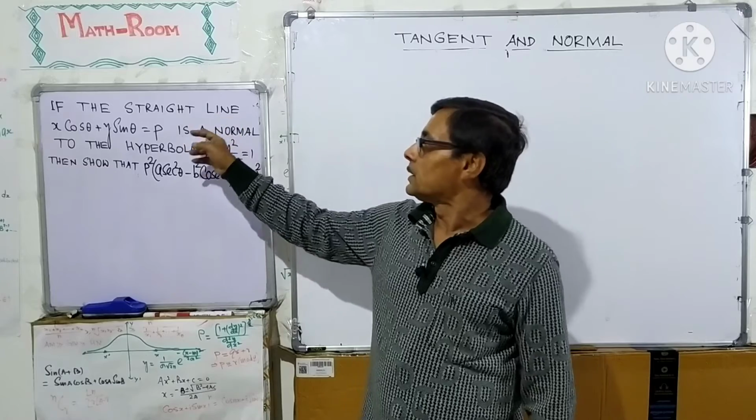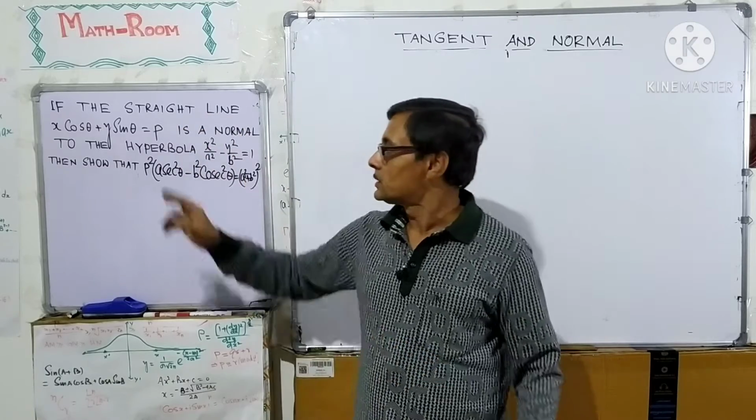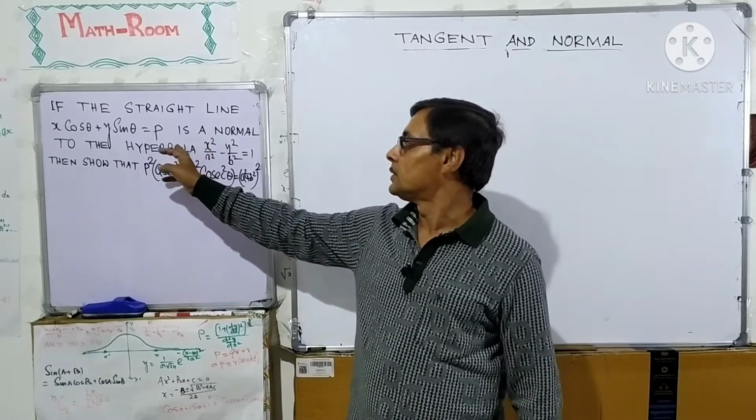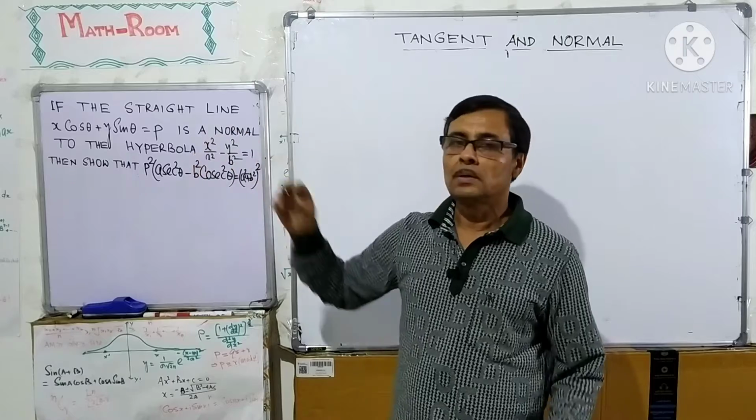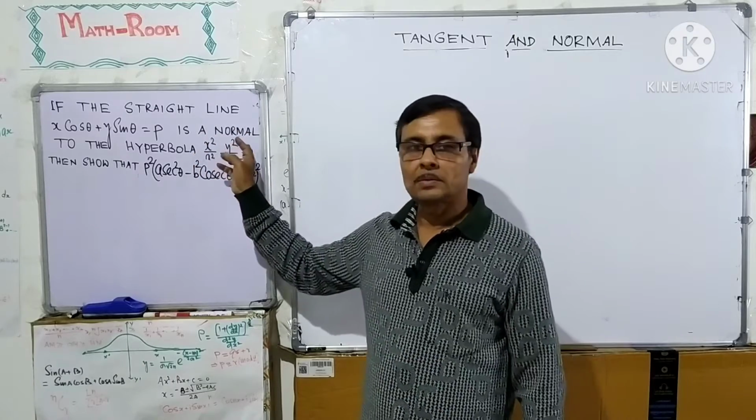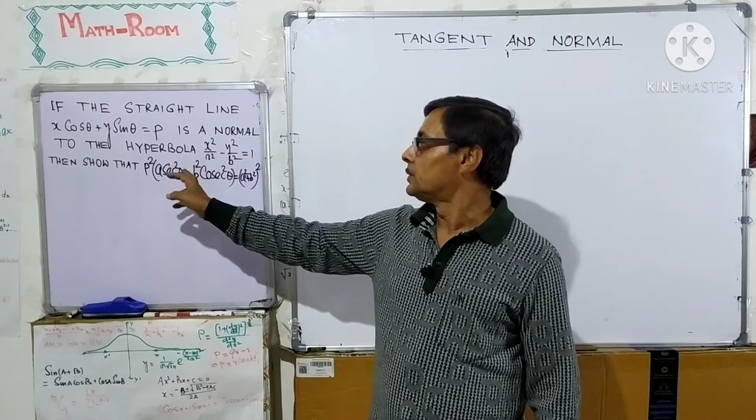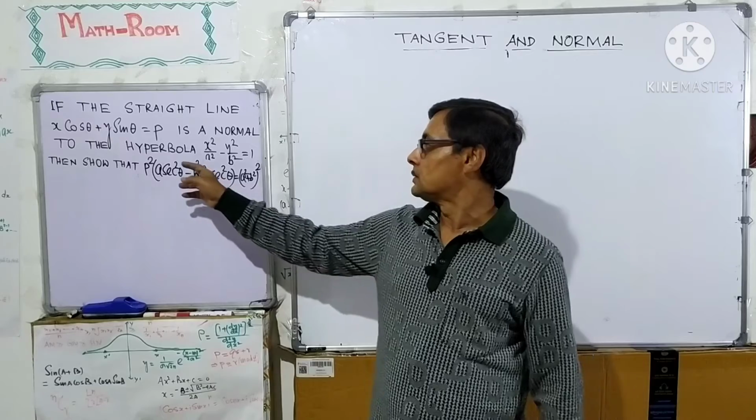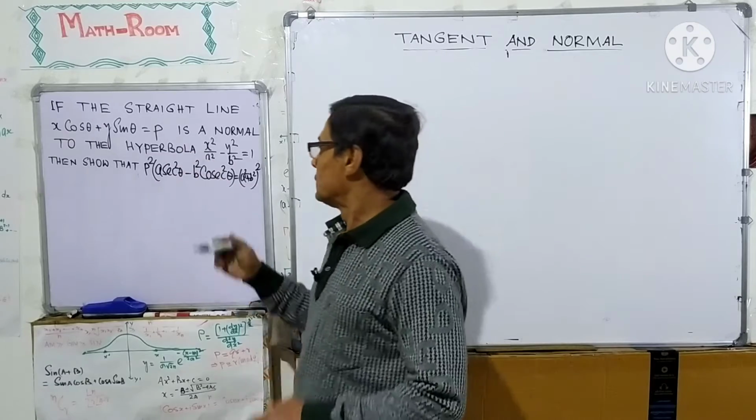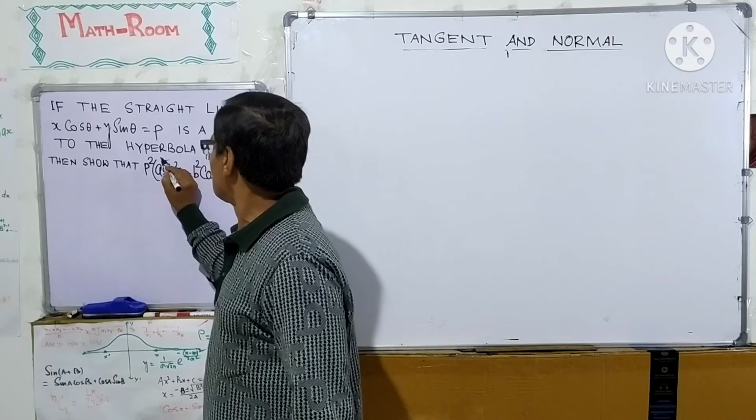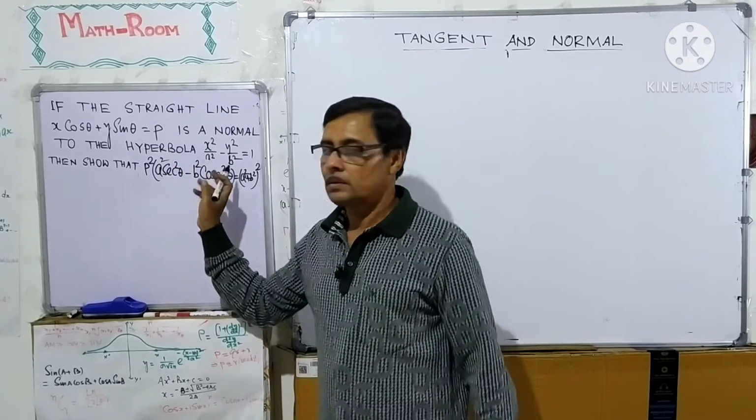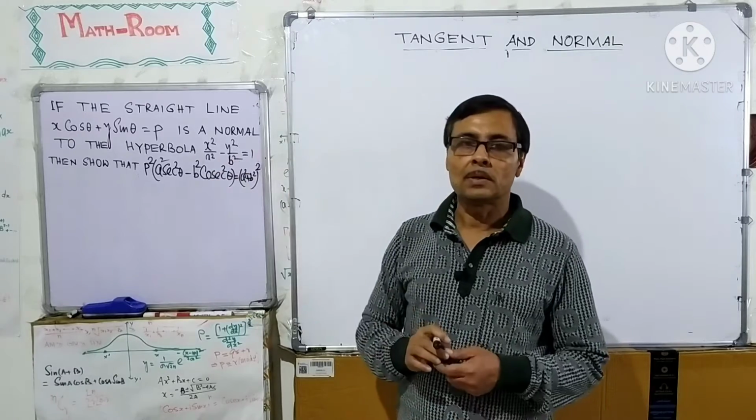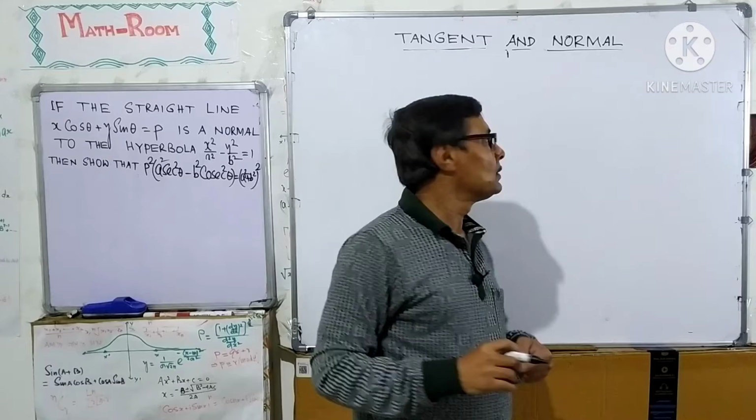Here, the straight line x cos theta plus y sin theta equal to p is a normal to a curve. This curve is a hyperbola whose equation is x square over a square minus y square over b square equal to 1. We have to prove that p square into a square sec square theta minus b square cosec square theta equal to a square plus b square to the power 2. Let us begin.